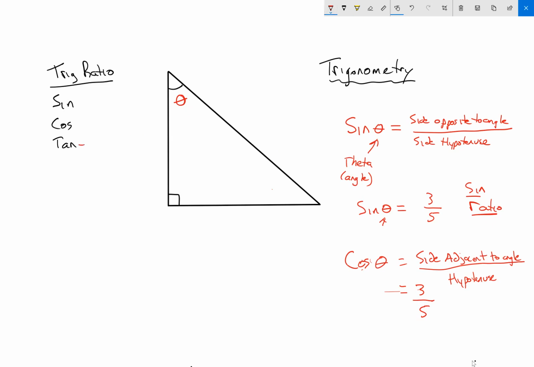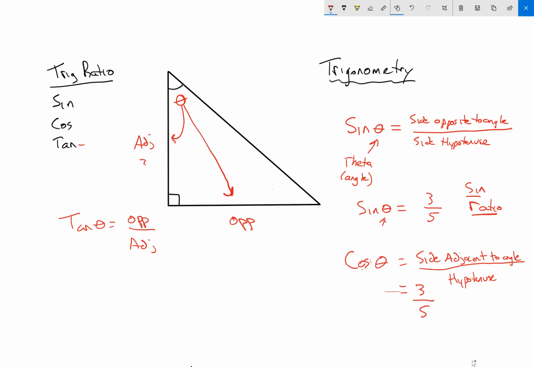So the tan ratio, the tan of theta, the ratio is going to be the opposite side, so from that angle over there, OPP, divided by the adjacent side, the side adjacent to the angle. So tan is opposite over adjacent.